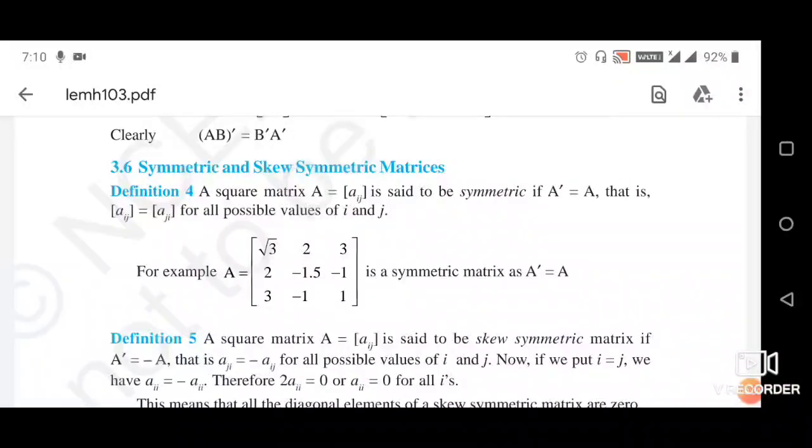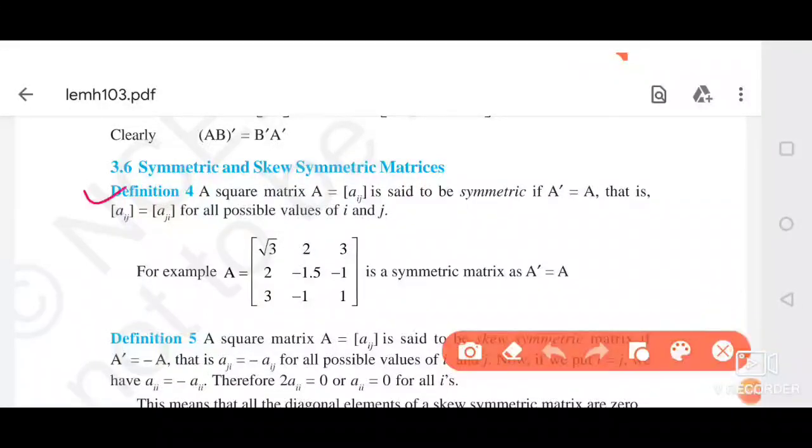Now we will learn what symmetric and skew symmetric matrices are. The first one is the symmetric matrix. In definition 4, it is given: a square matrix. Remember that the line starts with the words square matrix. Whatever we learn here for this definition, the matrix should be a square matrix. That means the number of rows is equal to the number of columns. So let us read the definition.